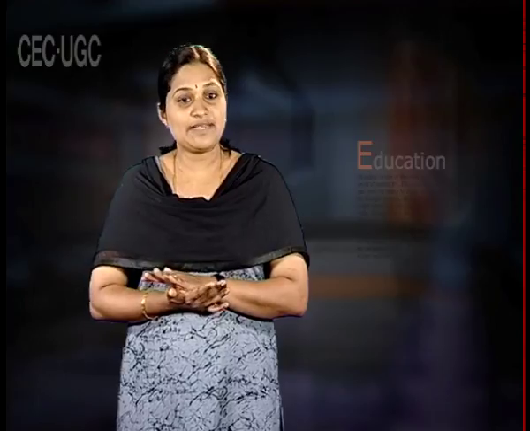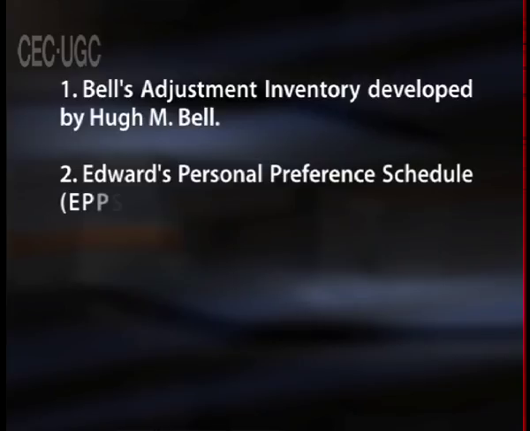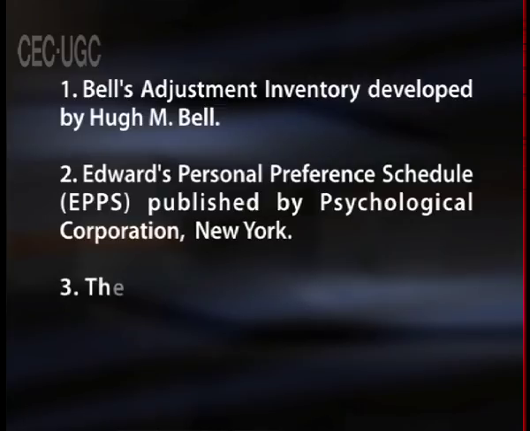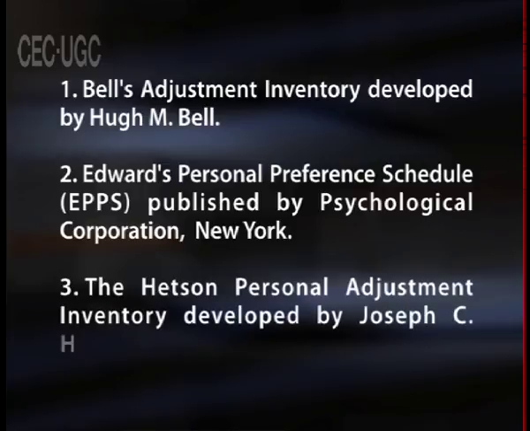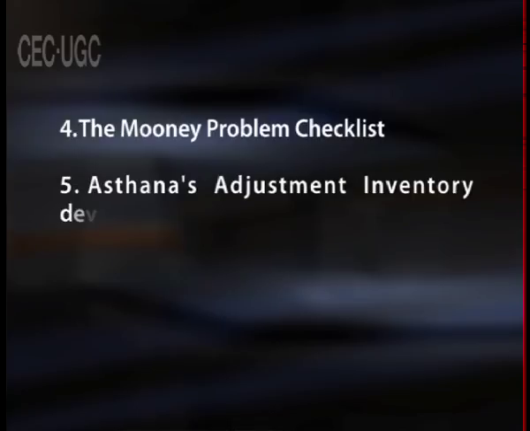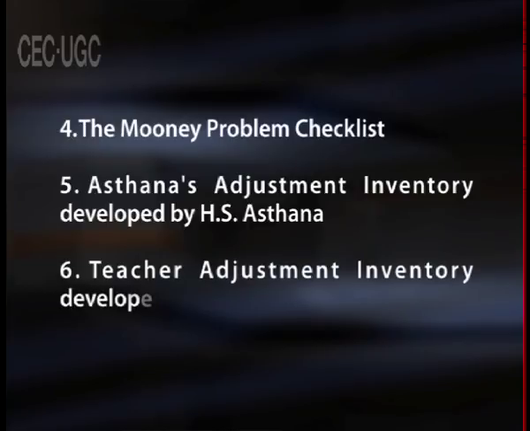Some important inventories and measures of adjustment. 1. Bell's Adjustment Inventory developed by Hugh M. Bell. Second, Edwards Personal Preference Schedule, EPPS, published by Psychological Corporation, New York. The third one, the Hedson Personal Adjustment Inventory developed by Joseph C. Hedson. Fourth, the Mooney Problem Checklist. Fifth, Asthana's Adjustment Inventory developed by H. S. Asthana. And the sixth, Teacher Adjustment Inventory developed by S. K. Mangal.